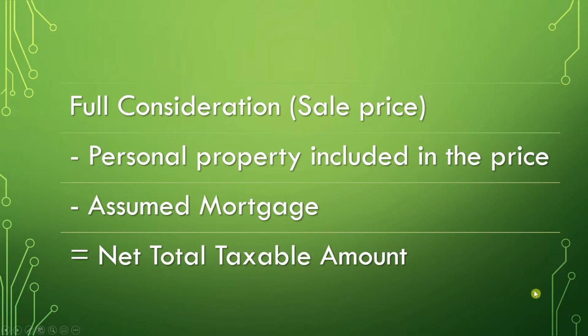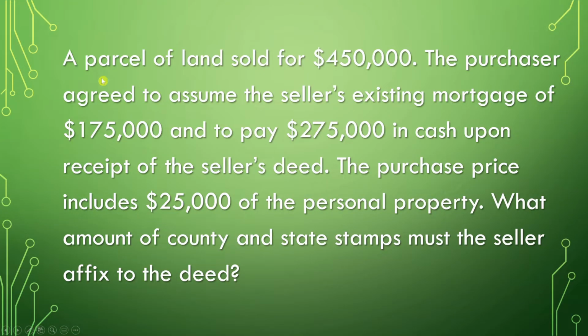Let's do this example. A parcel of land sold for $450,000. The purchaser agreed to assume the seller's existing mortgage of $175,000 and to pay $275,000 in cash upon receipt of the seller's deed. The purchase price includes $25,000 of the personal property. What amount of county and state stamps must the seller affix to the deed?